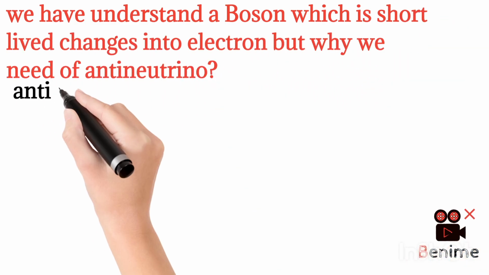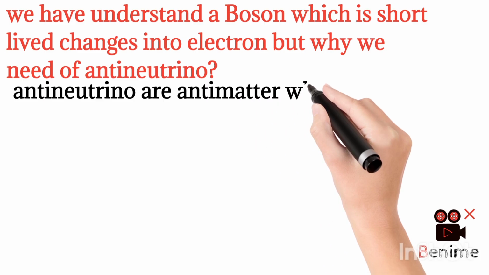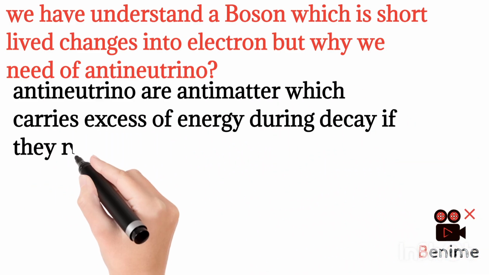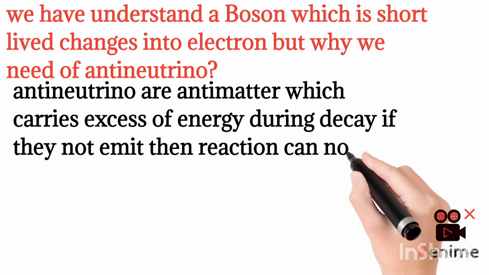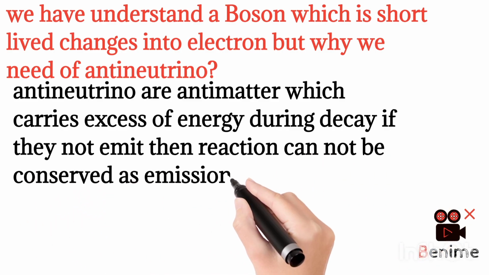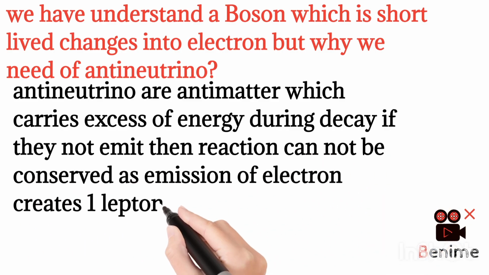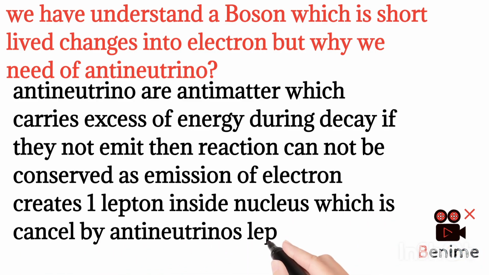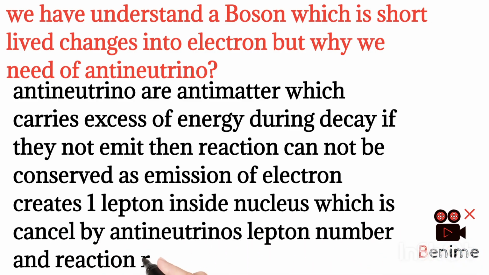During beta decay, not only does a neutron change into a proton with emission of an electron, but they also release excess energy, which is carried by antineutrinos. So they conserve energy and momentum during the decay process, and that's why they are necessary.